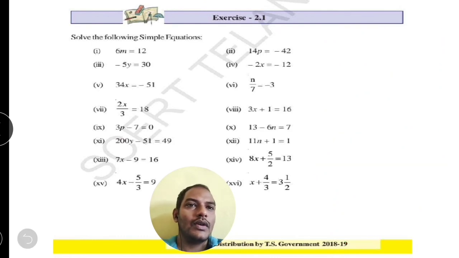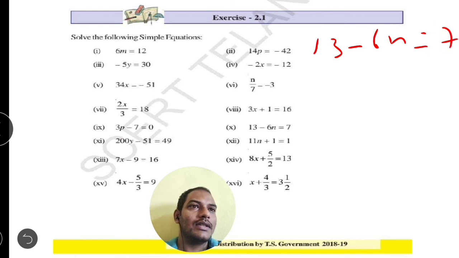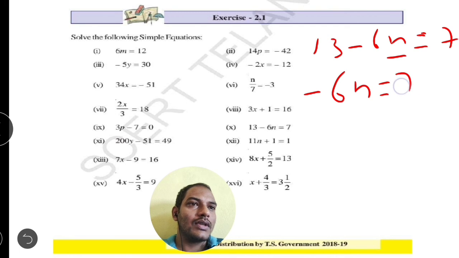Next, coming to the 10th problem: 13 minus 6n equals 7. To get the n value, first this 13 is transposed to the RHS side. Okay. Is 13 a positive or negative number? Yes, it is a positive number. So minus 6n equals 7. When 13 is transposed to the RHS side, it will become minus 13.